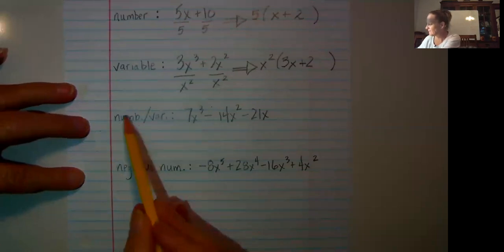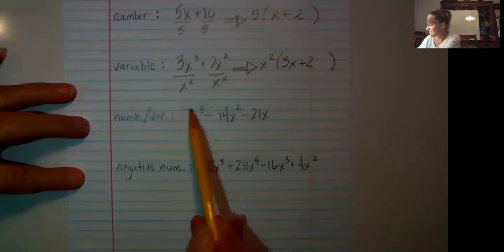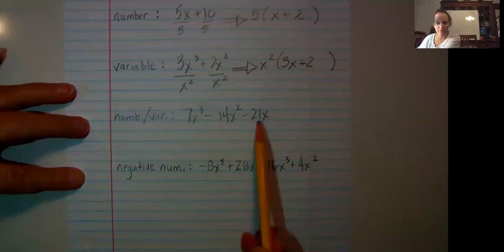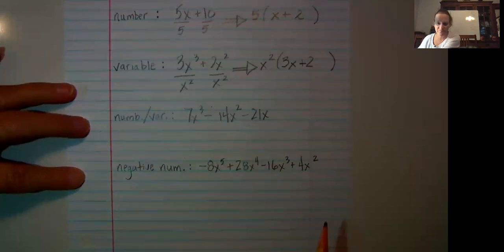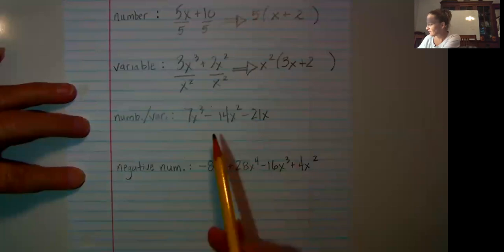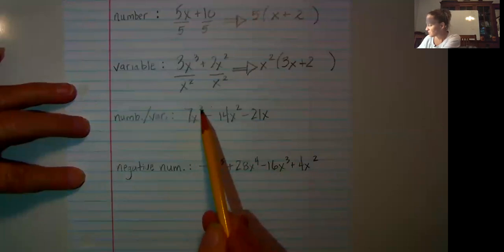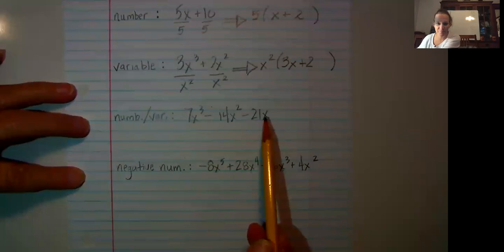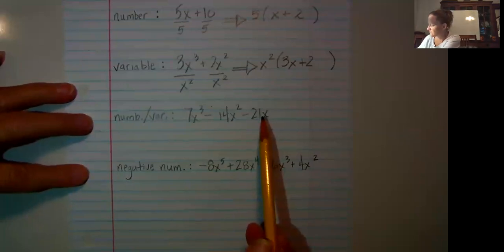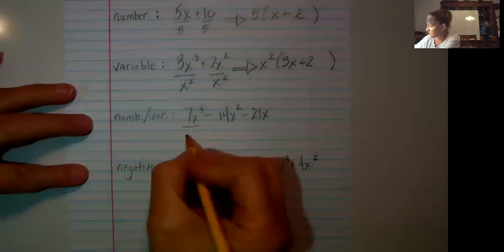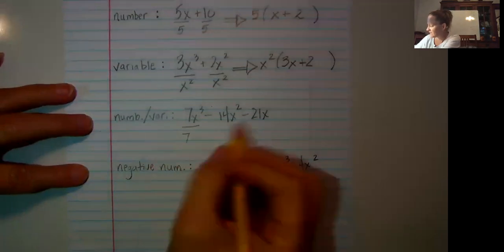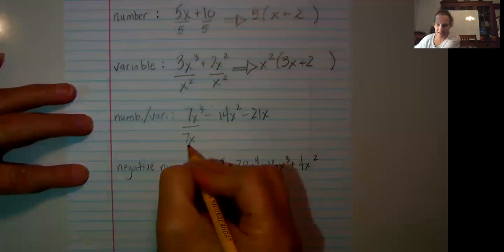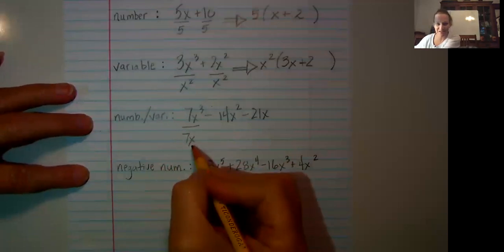So if I look at the numbers in this problem, we have a 7, we have a 14, and we have a 21. Okay, all of those have a common factor of 7. Then if I look at my variables, I have an x to the 3rd, I have an x squared, and I have an x. So they all have at least an x in common. Okay, so our GCF for this problem is going to be, they all can be divided by 7, and they all have at least one x. So my GCF is 7x.